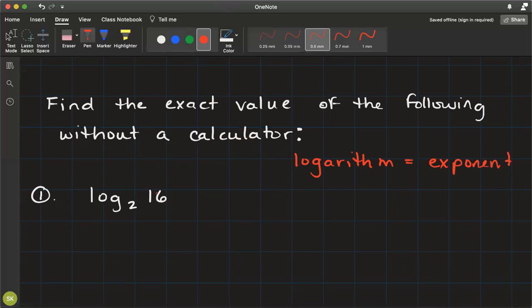So what I'm asking, when I ask you for log base 2 of 16, I'm saying 2 to what power gives me 16? So think about that. How many times do you have to multiply 2 with itself to get 16? Well, that's 4 times. 1, 2, 3, 4. So this is equal to 4 because 2 to the 4th is 16.